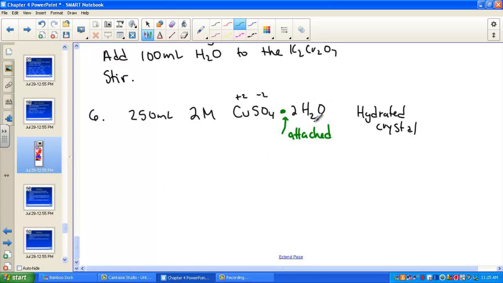The reason I'm stressing this is the water plays a role in the molar mass when we calculate moles. So let's do our unit of molarity. 2 molar copper 2 sulfate dihydrate times the volume, but in liters, and we'll pull out the number of moles of our solute. 2 times 0.25 is 0.5 moles.